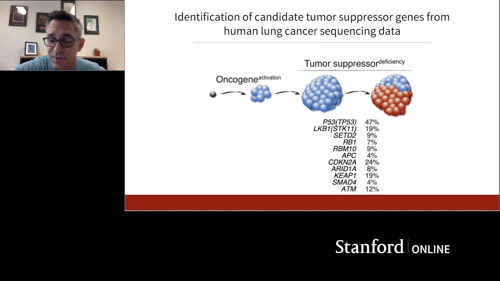Here are the ones we're going to talk about. It's a list of 11 genes, and they're mutated at different frequencies in human cancer. Some of them are already known tumor suppressors, and some are not. So we decided to develop a system where we could inactivate all 11 of these genes in different tumors, in a way where we could understand which of them are important for driving cancer.